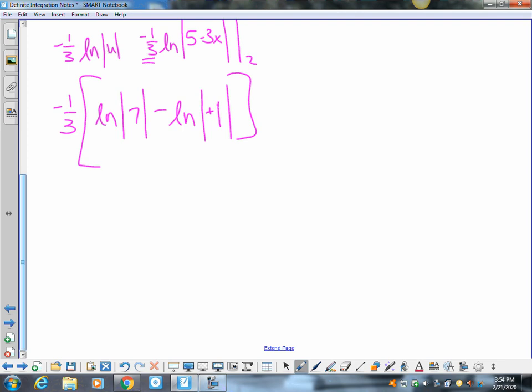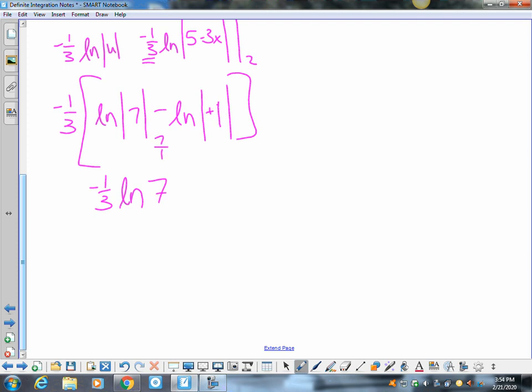Okay, so they could stop here, but they're probably not going to. They're going to do this, and then they're going to force you to remember your expansion and condensing rules with logs, and remember that when it's subtracting, that condenses to division. So this is actually ln of 7 over 1, which is just ln 7.